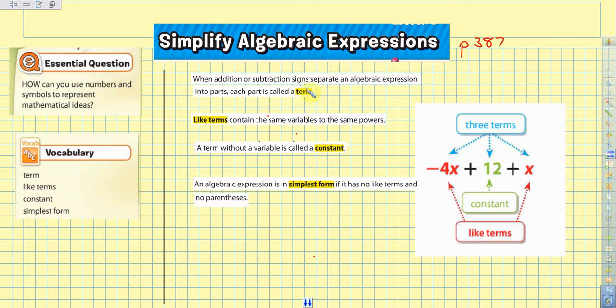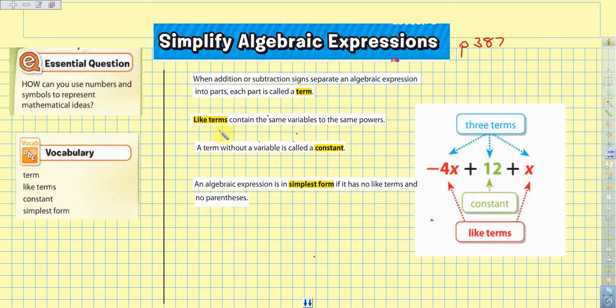Okay, so some things here. When addition or subtraction signs separate an algebraic expression into parts, each part is called a term. So when I look at these, here's my expression here. All of these are terms. Negative 4x is a term. Positive 12, or just 12, is a term. X is a term. So when I see this expression here, I have three terms.